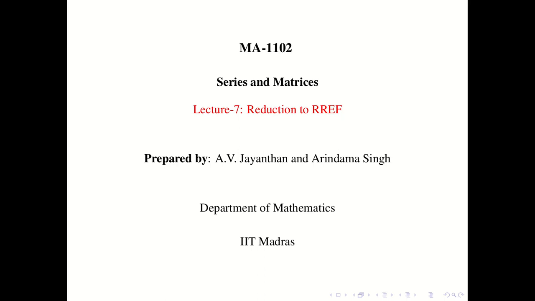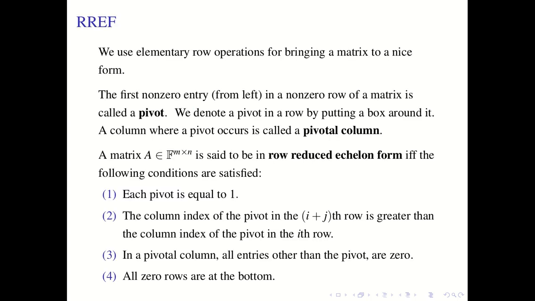Welcome to lecture 7. In this lecture we will teach you how to reduce a given matrix to a particular form called row reduced echelon form by using elementary row operations. So first let us define what is a row reduced echelon form of a given matrix.